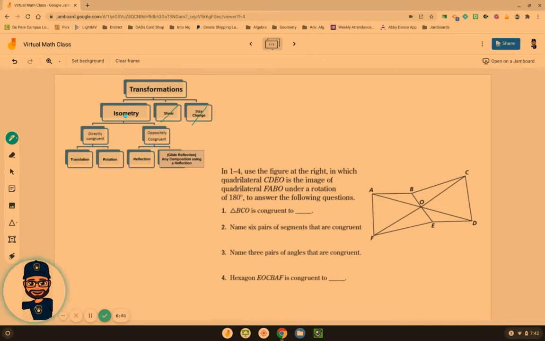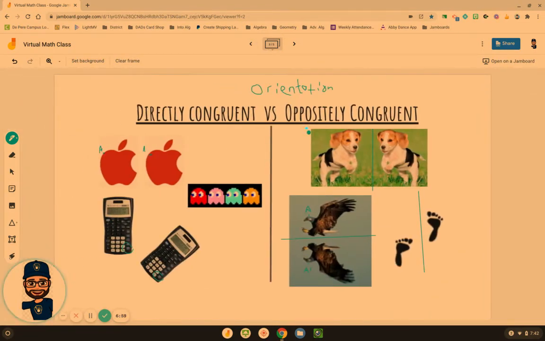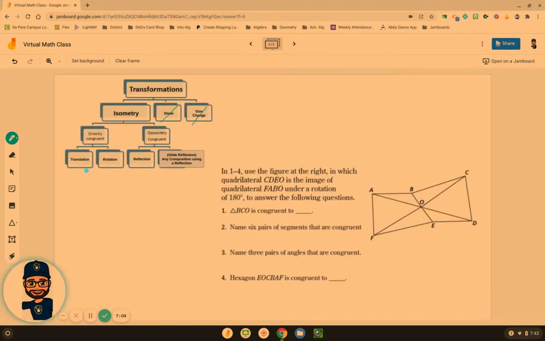Now, for the isometries, where I have one congruent shape that turns into another congruent shape, we break them off into those two different congruencies, directly and opposite congruent. Those really come from our transformations that we studied. The two that have direct congruency are translations and rotations. The two that have opposite are reflections and any composition that uses a reflection. Remember, composition meaning we have two things happening all at once.